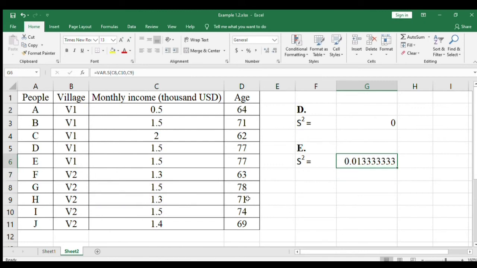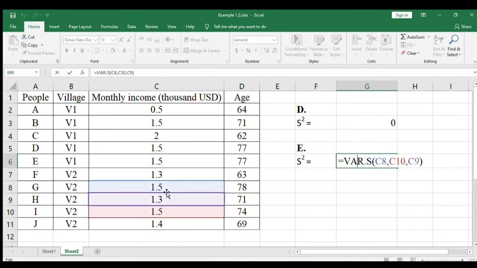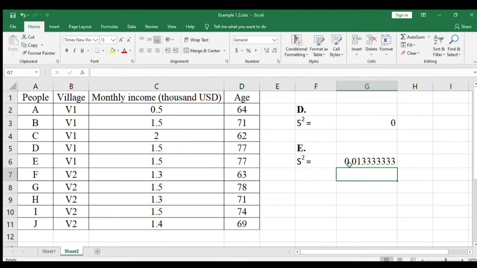So we have the sample variance of 0.013, and the sample variance is larger than 0 because we have fluctuations, we have variations in the income of the 3 oldest people. Okay, we have different values, not the same values. So in question D, we have the same value, so we have 0 sample variance. But in question E, we have different values, so we have positive sample variance.